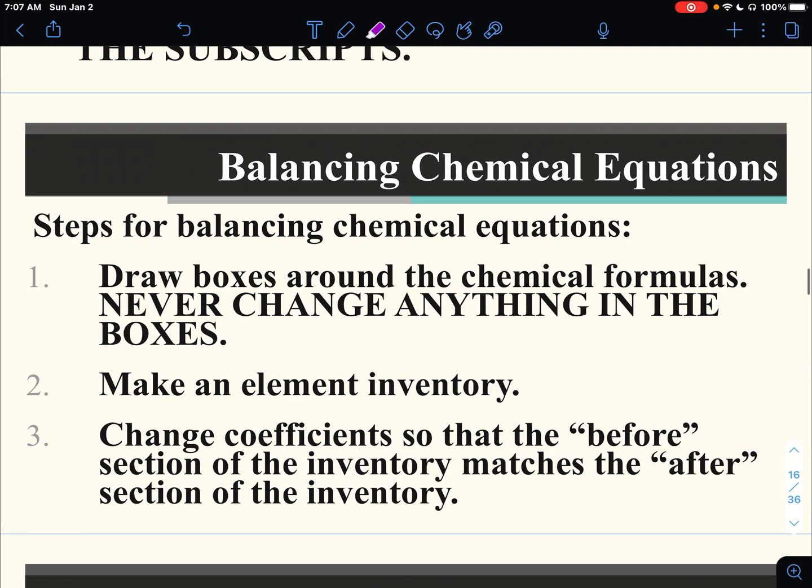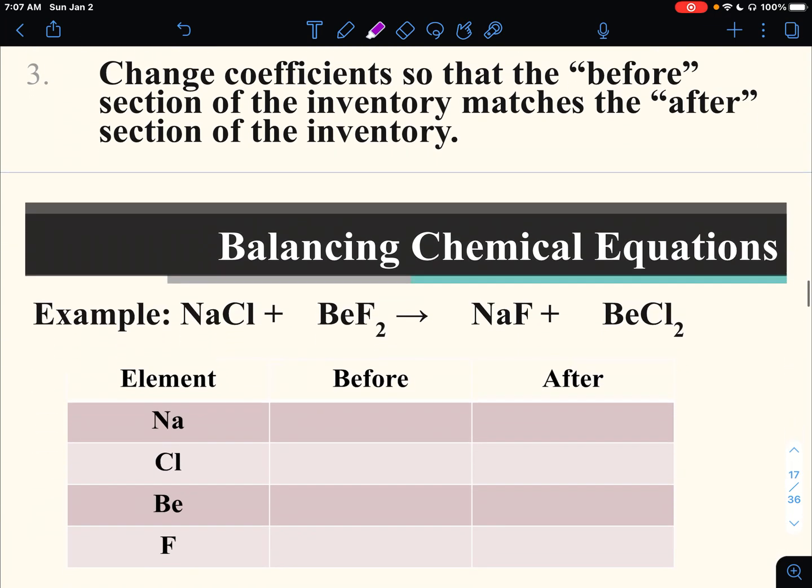So what I'm going to have you do is when you first start, draw boxes around the chemical formula so you know and you remember to never change anything. That's going to be the first thing to go here. Once you get practice with this, you're not going to do that very often. Then you can make an element inventory and you change the coefficients on the reaction so that the before matches the after. Let's do a couple so that makes a little bit more sense.